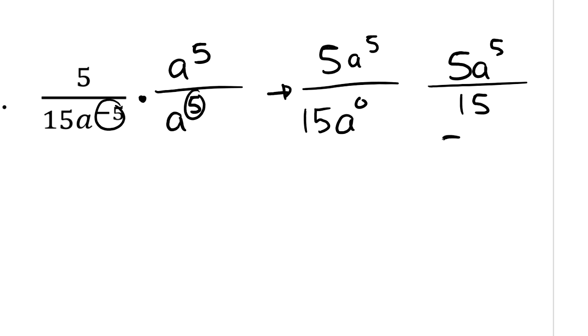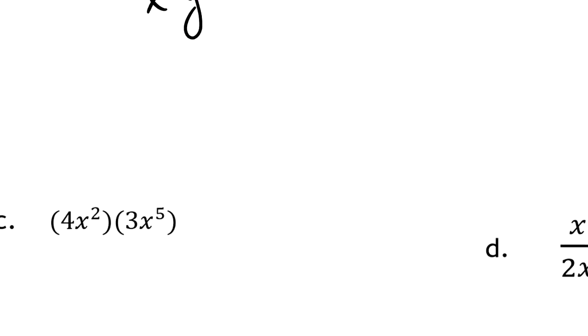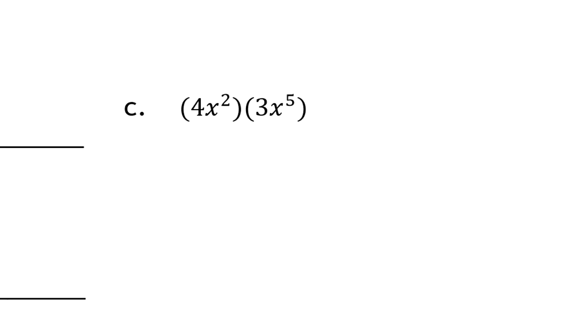So I might choose to write it as 5a to the 5th over 3 times 5, and this way I can see this 5 over 5, this giant one that's lurking in this problem. But my final answer is going to be a to the 5th power in the numerator, and there's a 3 in the denominator. So I'll write that down. A to the 5th, and over the number 3. Let's go to question C.